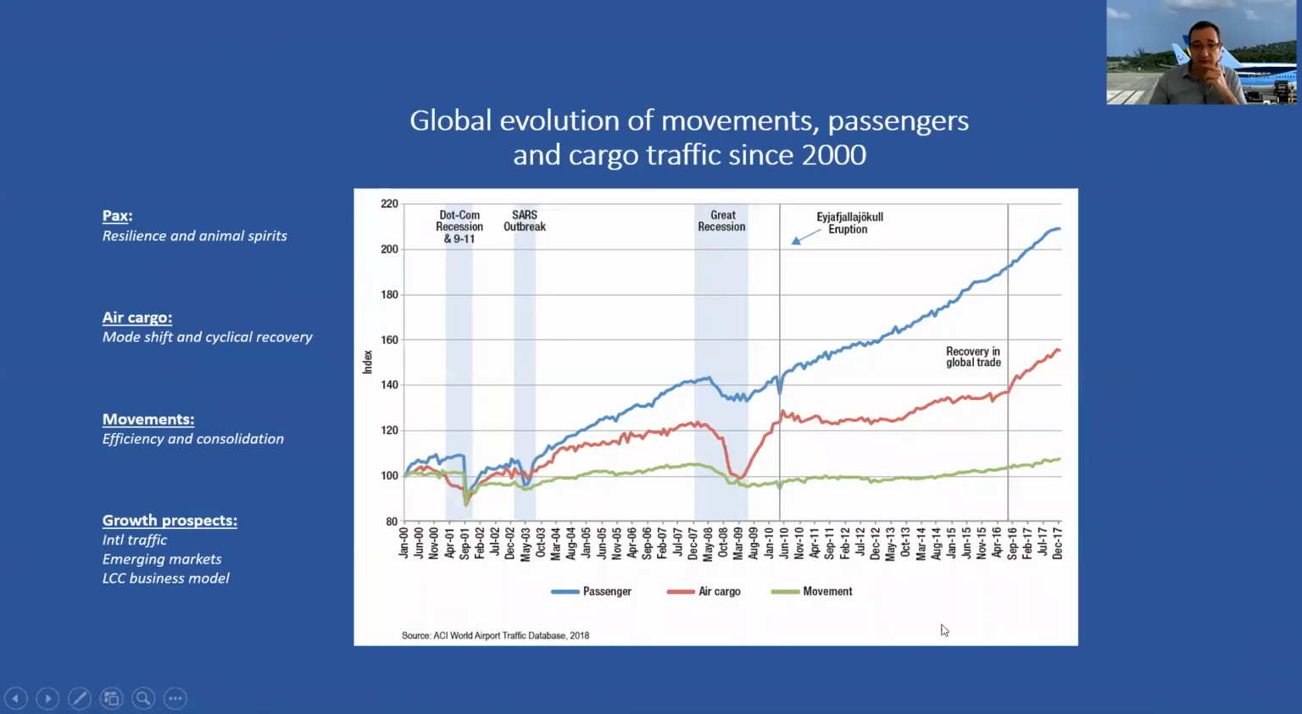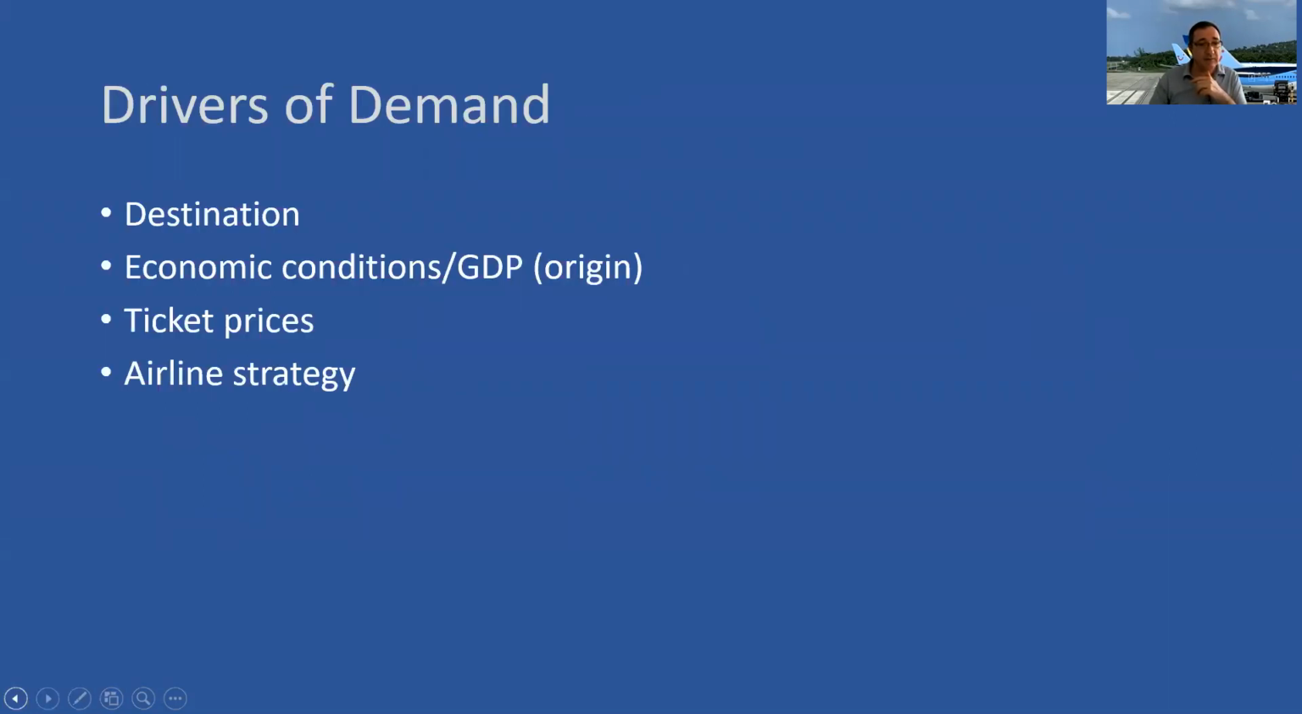Okay, so can I go back? One more. All right, so what are the drivers of demand? Demand for an airport, remember, is not demand for air transportation in general. This is demand for a particular airport. It's very much based on the destination, what the destination has to offer, okay? This is actually very interesting because very often people say the airport has to be very attractive and so on and so forth.